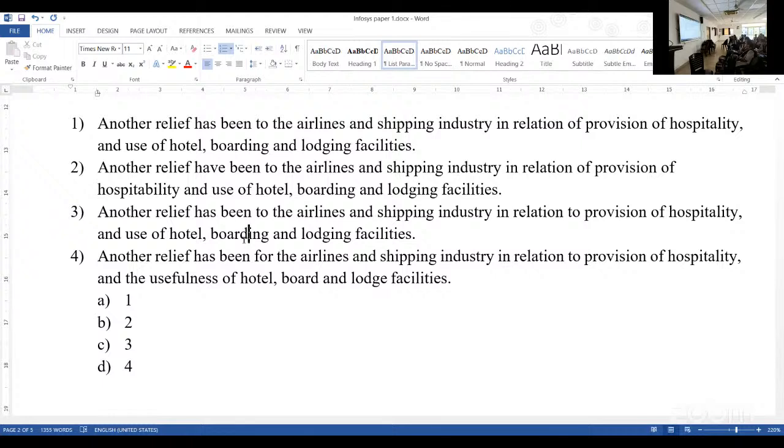I hope you are approaching the question in the right sense. Don't waste time reading the whole sentence. Observe the difference in each and every sentence. B. 3. Okay, very good. Everyone is on one option or another.